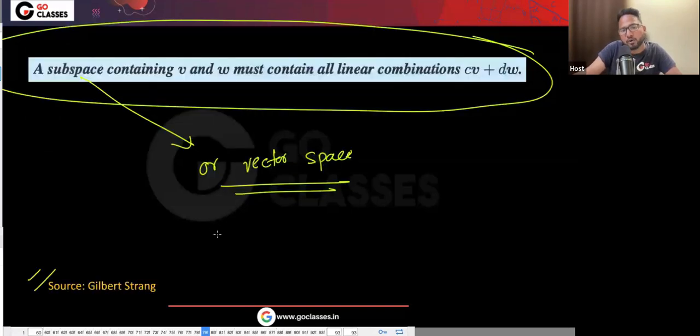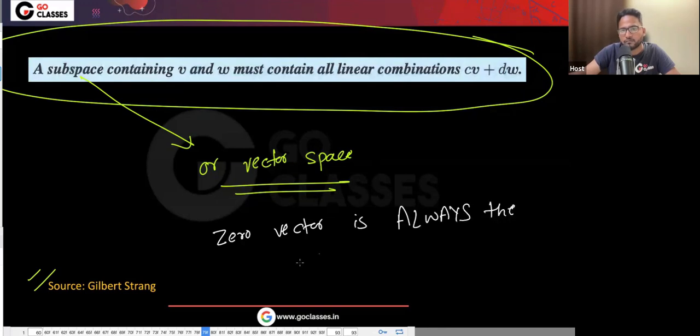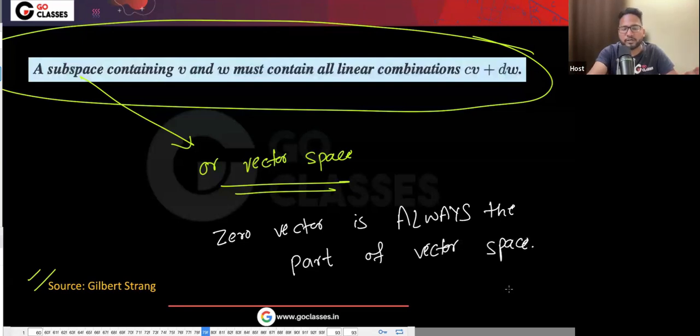Yes, the zero vector is always a part of it. So tell me, is this containing the zero vector? Okay, the zero vector is always a part of a vector space.